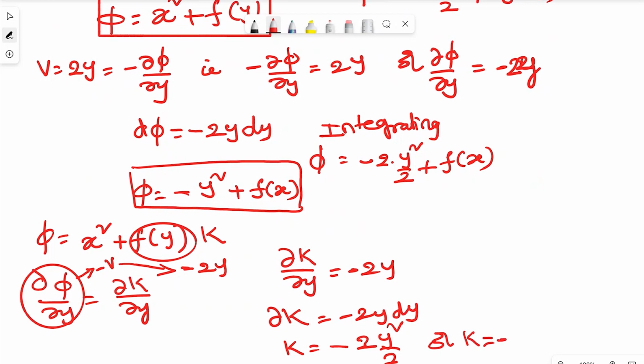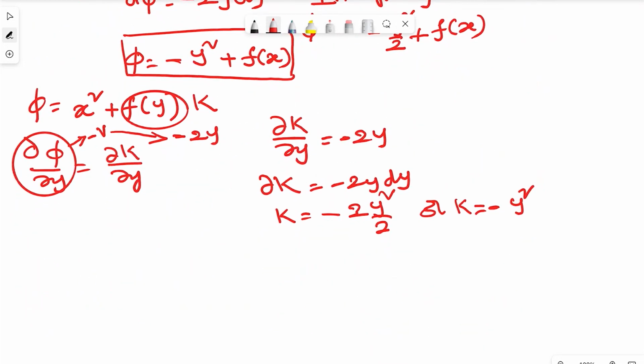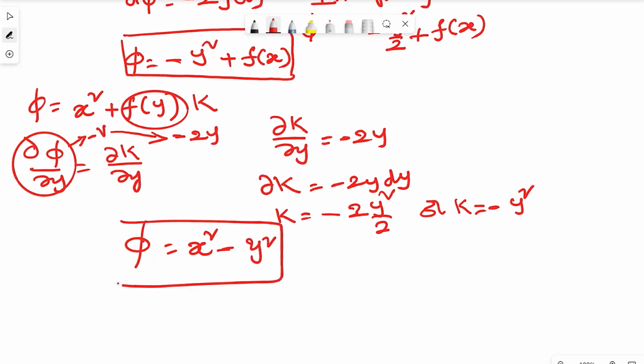So go on, substitute that instead of the function of y. Therefore, phi is equal to x square plus k, and k is minus y square. So this is the answer. Or otherwise, you can take the other equation and do it as well. Kindly understand that what we are doing here is integrating and getting the functions clearly. So these are the two problems.